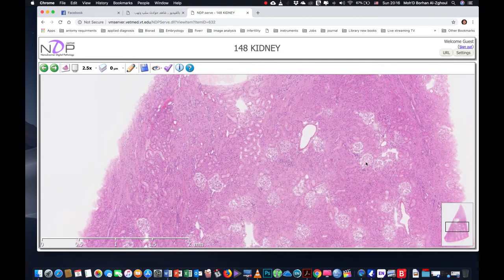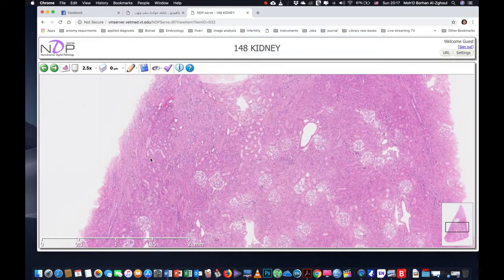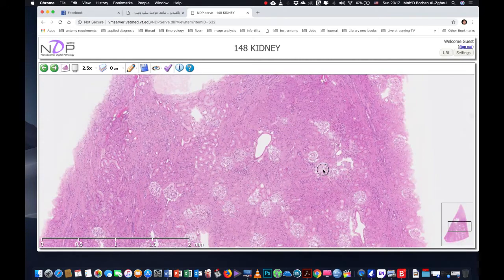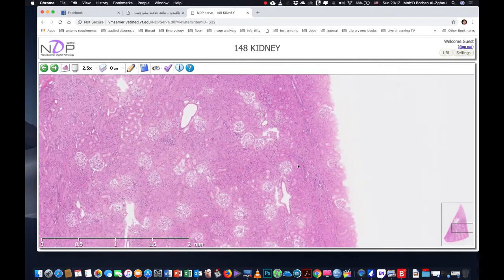We can see here there's some extension of the medulla into the cortex region. This we call the medullary rays. And mostly they contain the Henle's loop, and they also contain the cortical portion of the collecting tubules.